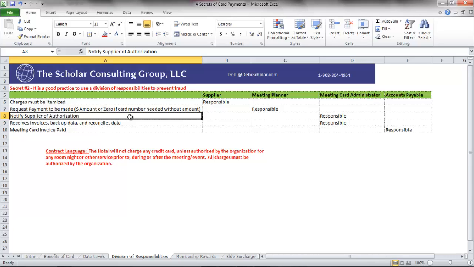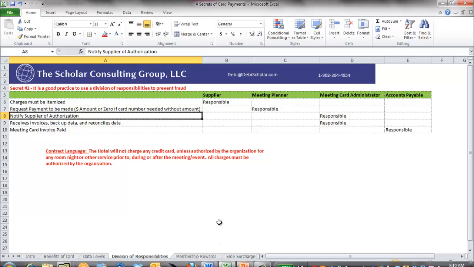Obviously, this diagram is just a snapshot of a much more thorough process map, but there is less chance for fraud exposure when the meeting planner requests payment and another person authorizes the charge. The other thing that I also add to my hotel contracts is that the supplier will not charge any credit card unless it's authorized by the organization. So there's never an opportunity for them to make a charge without me knowing it.